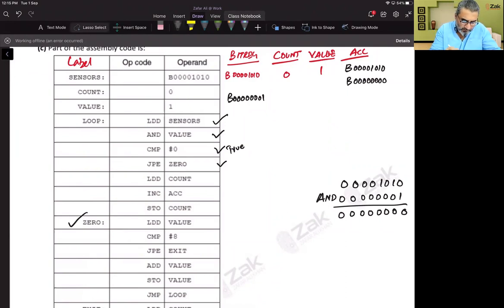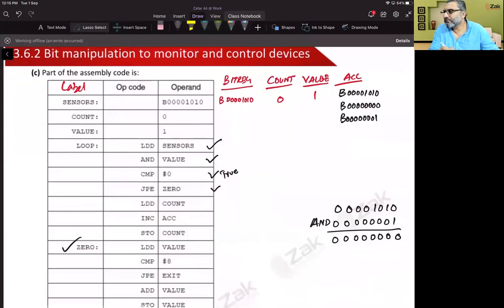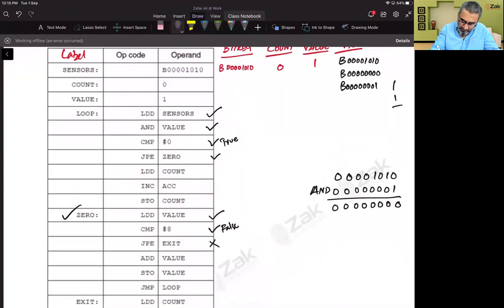This will be loaded, sorry, not here, but here. So this will be loaded, or you may write it in denary form that it is loaded 1. Compare with 8. So this is false. Jump if equal to exit. So it won't work. Add value. What is value? 1. So 1 plus 1 becomes 2.